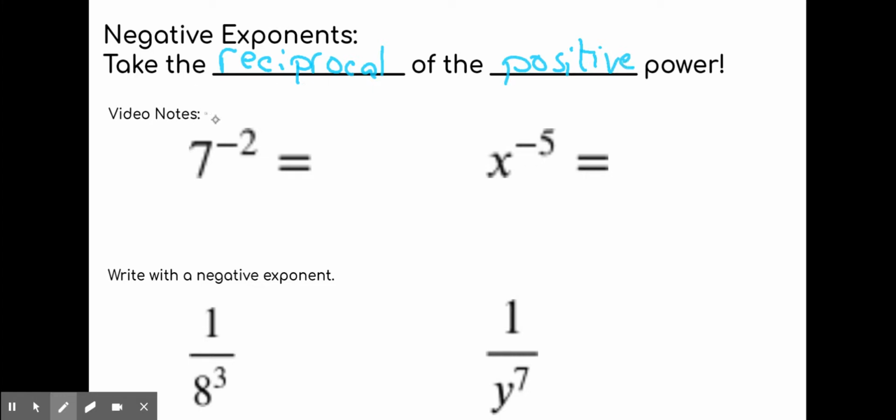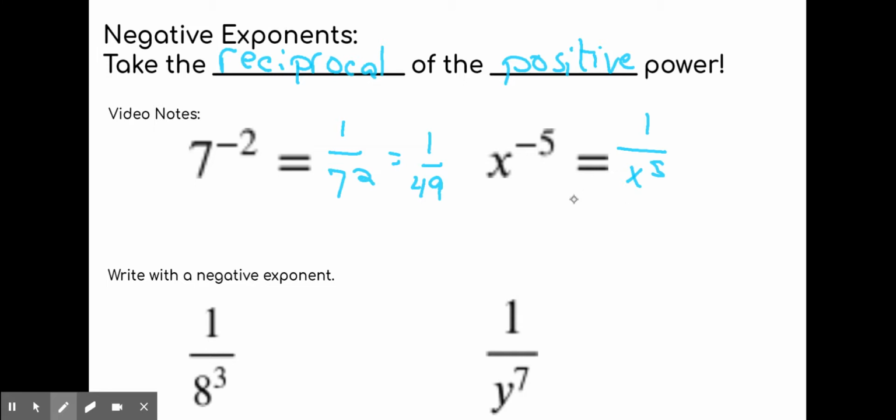Okay, so 7 to the negative 2, the way we handle this is we do 1 over 7 squared. That 1 over is a reciprocal. That means to flip it, and we take the positive power. So 1 over 7 squared, this would be 1 over 49. X to the negative 5 would be 1 over, that's what we do when we take a reciprocal, and we make it x to the positive 5.